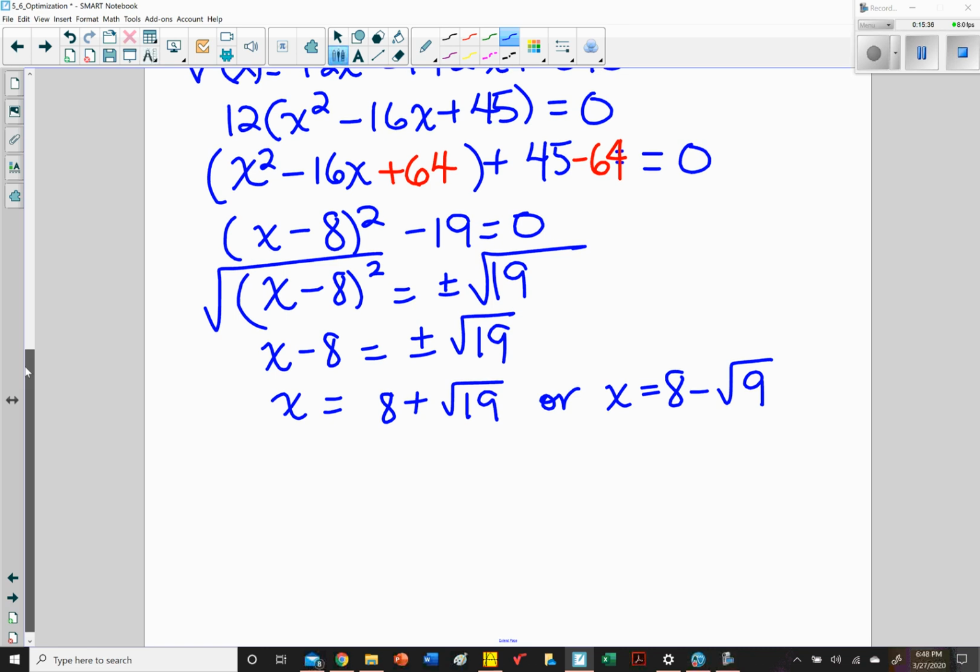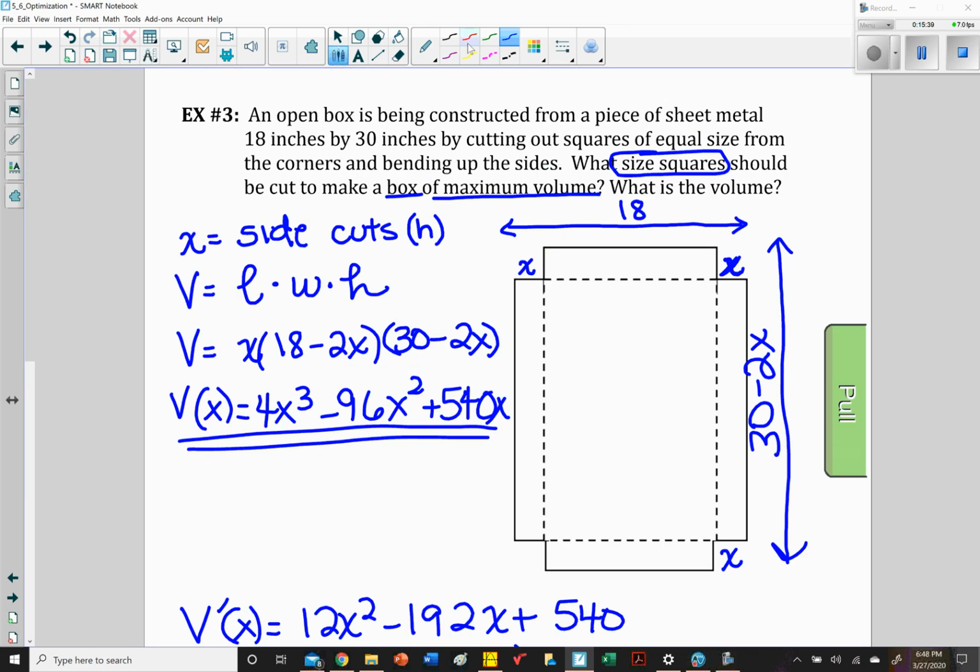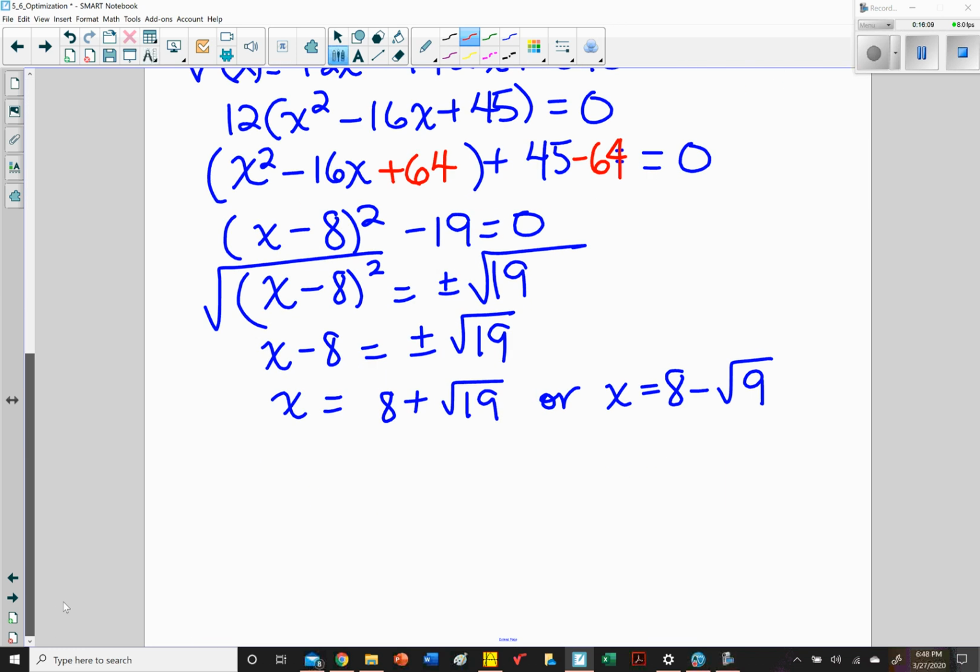Let's go back to the picture, then talk about the domain. In the instance of domain in this situation, if I fold sheet metal straight down the middle at 9 inches here and 9 inches here, if we cut out a 9-inch square, there is nothing left to make a box from. So that lets me know that my x values have to be somewhere between 0 and 9. So we want to check which of these, or do both of these, make valid solutions.